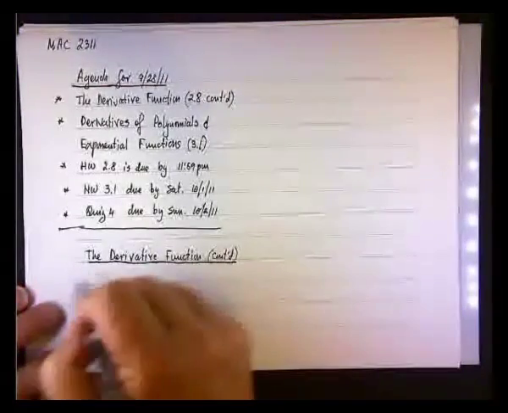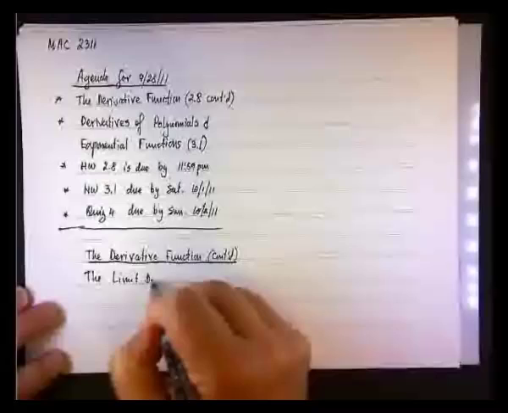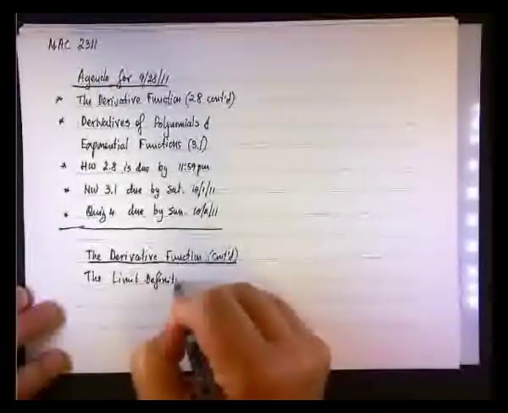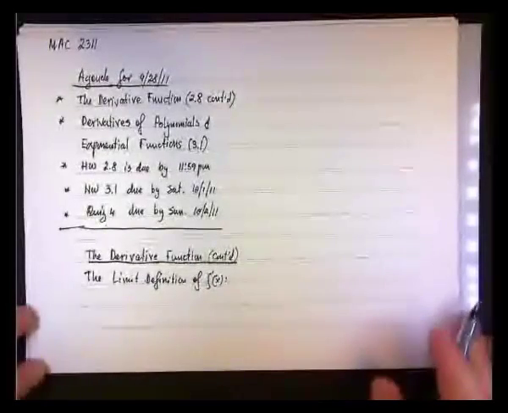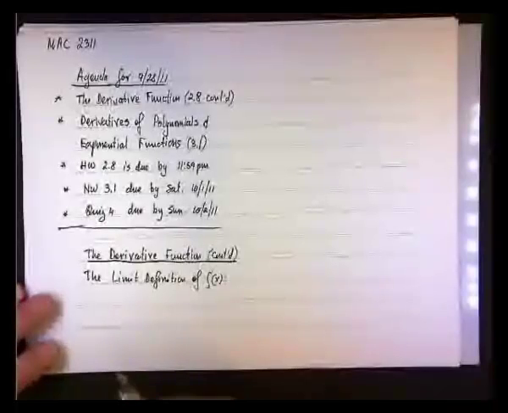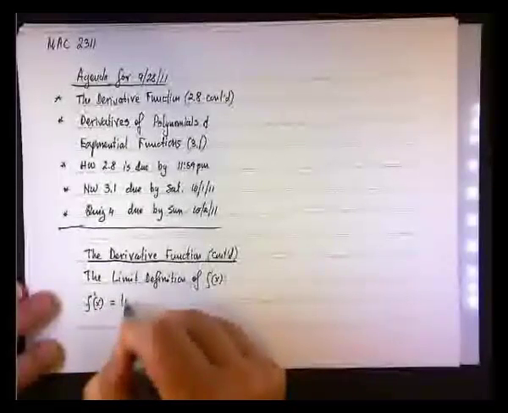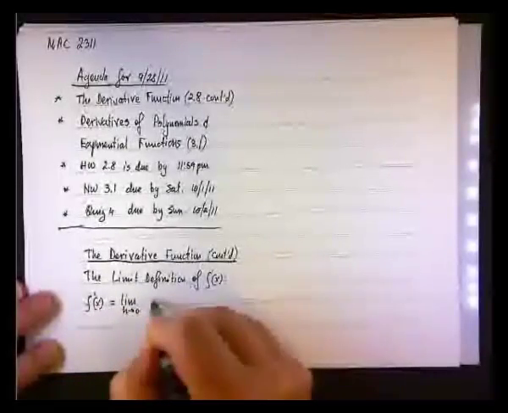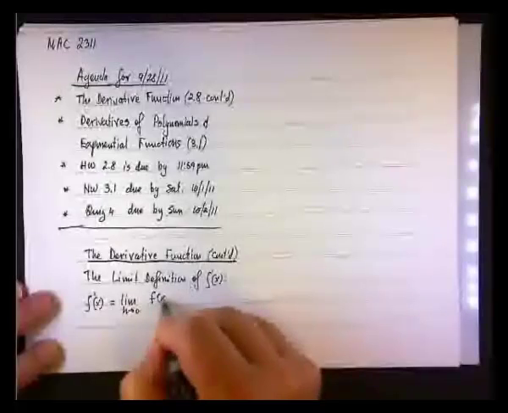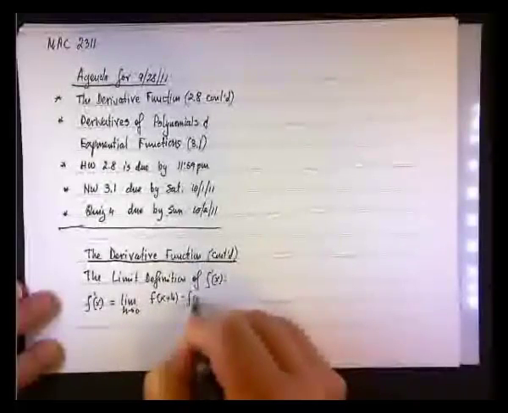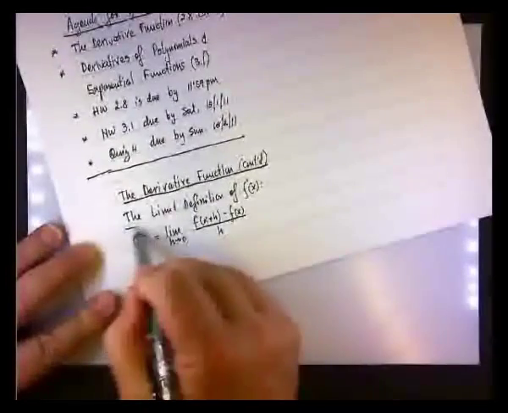Just the limit definition of the derivative. And again, this is a function because it's f prime of x, not necessarily at a point. And we defined it using the limit as h approaches 0 of the difference quotient, f of x plus h minus f of x over h. So don't lose sight of this.